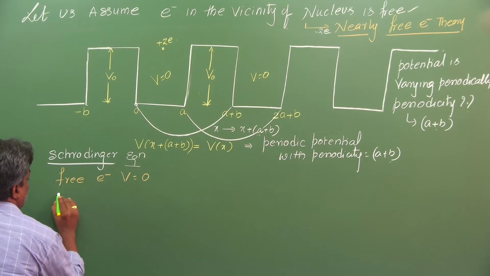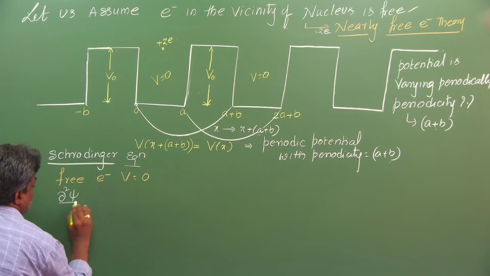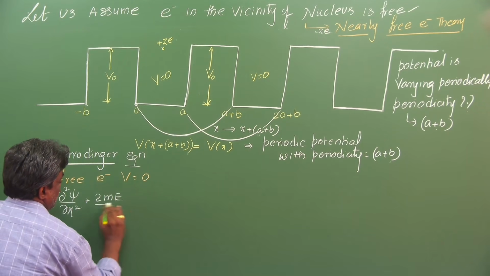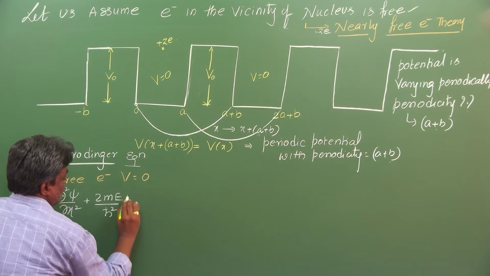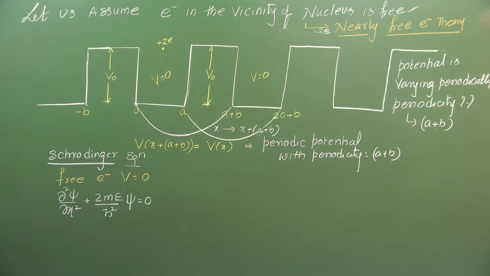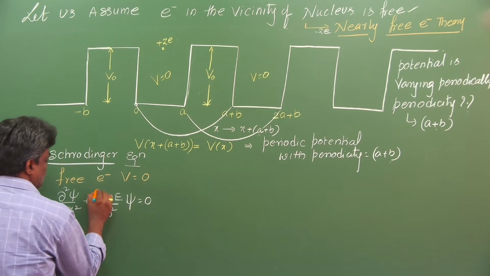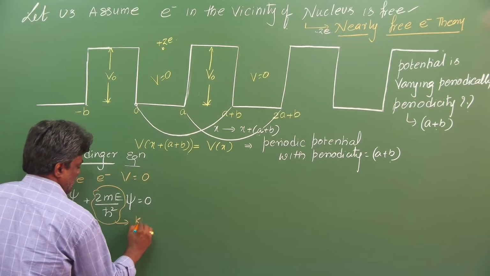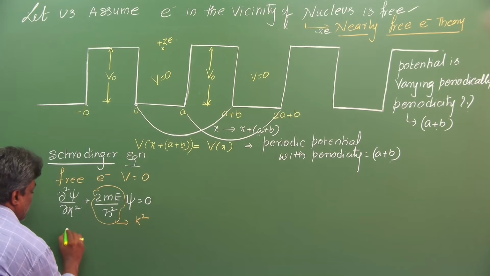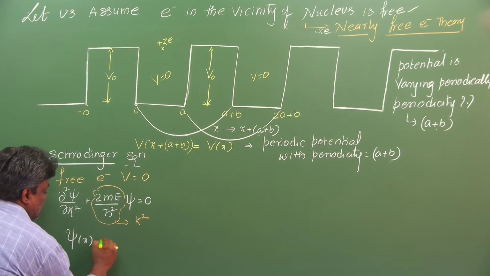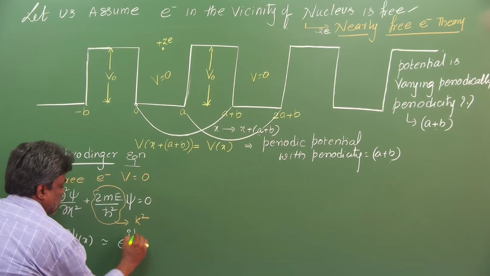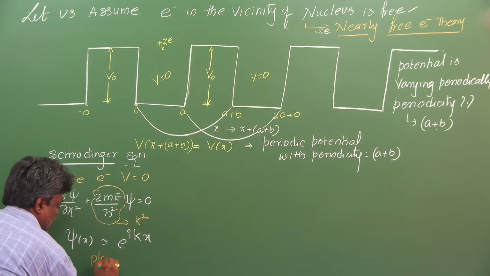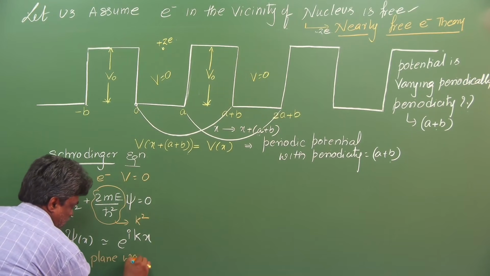Now come on. What is the Schrodinger equation? ∂²ψ/∂x² + 2mE/ħ² ψ equal to? Good. Now I assume this thing is nothing but what? k². Am I right? That's why we will write ψ of x is nothing but, is it a plane wave? Say yes or no? Good. It's a plane wave.